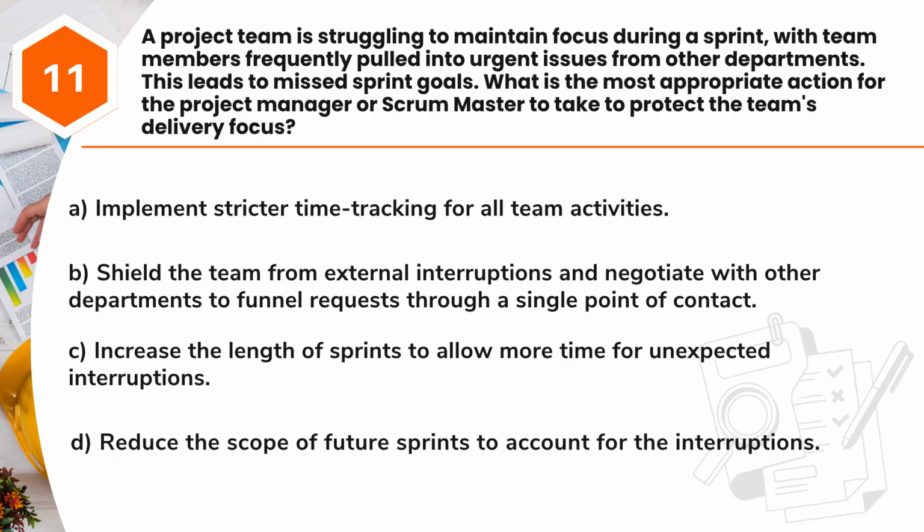Question 11. A project team is struggling to maintain focus during a sprint, with team members frequently pulled into urgent issues from other departments. This leads to missed sprint goals. What is the most appropriate action for the project manager or scrum master to take to protect the team's delivery focus? A. Implement stricter time tracking for all team activities. B. Shield the team from external interruptions and negotiate with other departments to funnel requests through a single point of contact. C. Increase the length of sprints to allow more time for unexpected interruptions. D. Reduce the scope of future sprints to account for the interruptions.